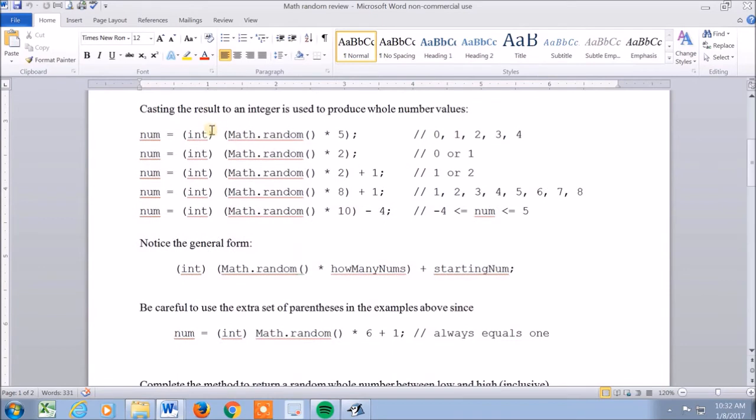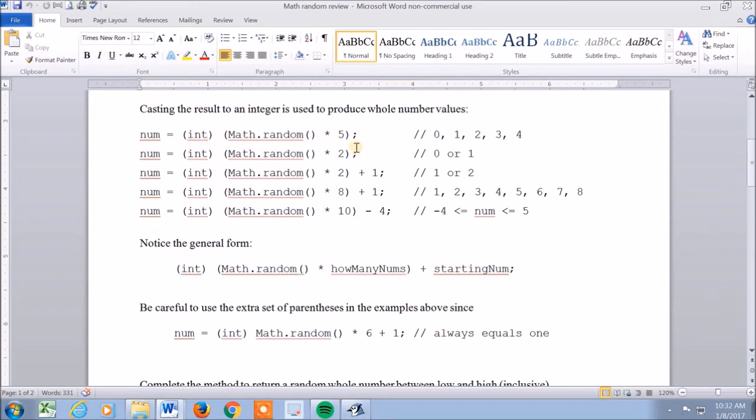Typically what you will do is cast it to an integer. So here I'm multiplying it by 5, and when I cast it to an integer, it'll truncate, so I will get something from 0 up to 4 inclusive: 0, 1, 2, 3, 4. I always think of it like this: whatever you multiply by tells you how many values you're going to get, and of course when you truncate it, it'll start them at 0.